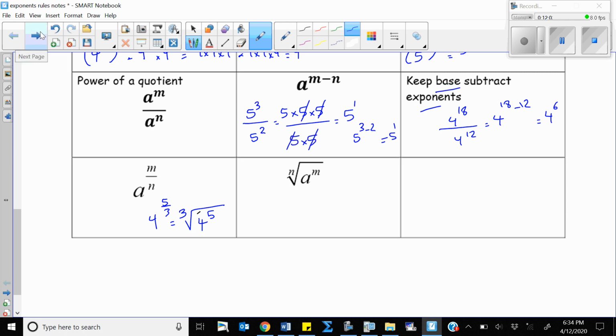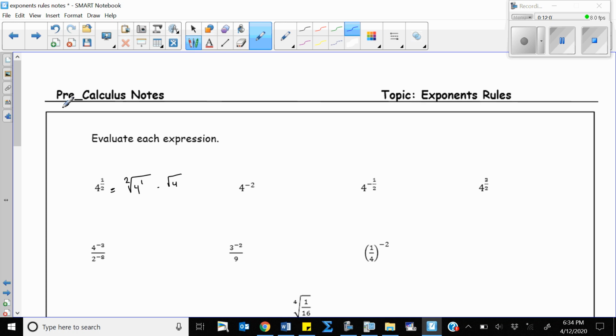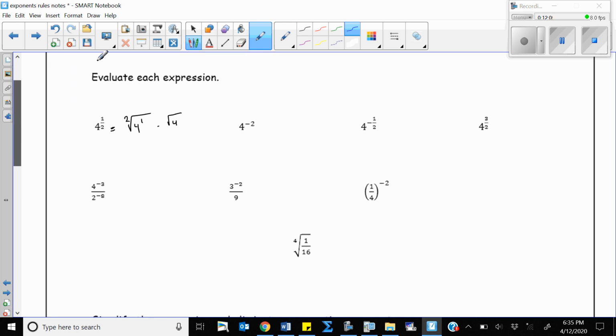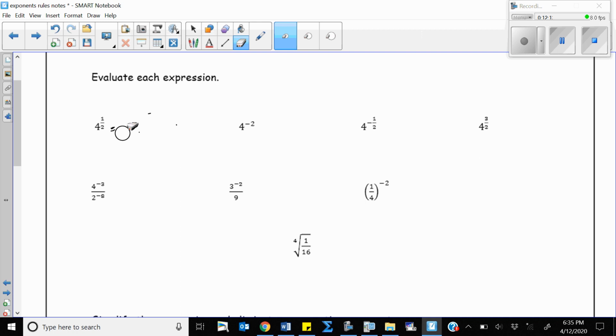Okay, so let's use these rules that we just learned to simplify some exponential expressions. Okay, so let's start with this one. 4 to the power of 1 over 2. We just learned that if we have a power of a fraction, we can write this in radical form. So I'm going to keep the base, put the radical. The top of the fraction is 1, and the bottom of the fraction will be the index, goes here.